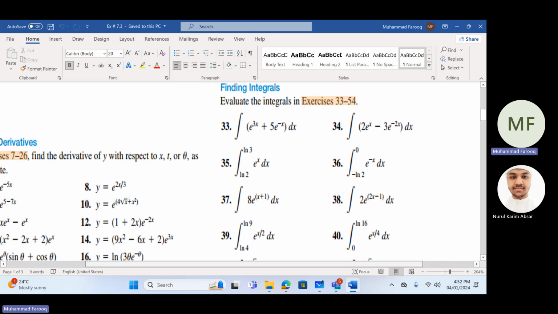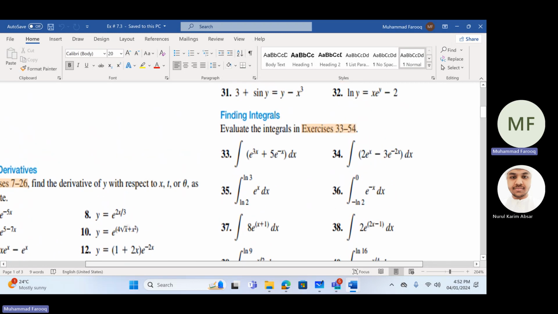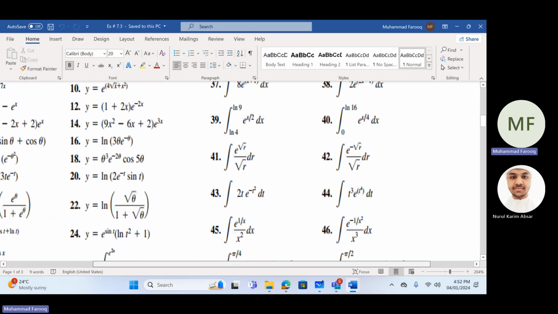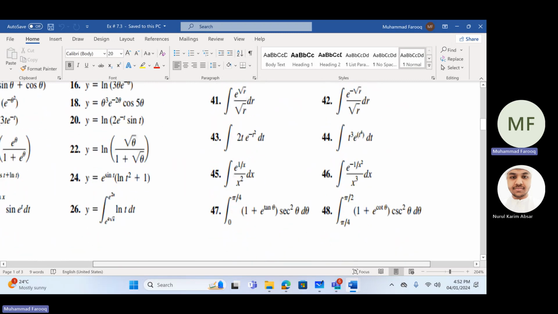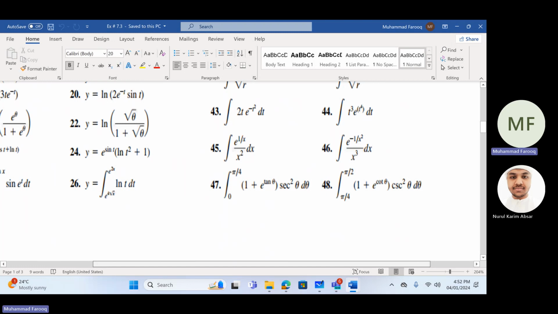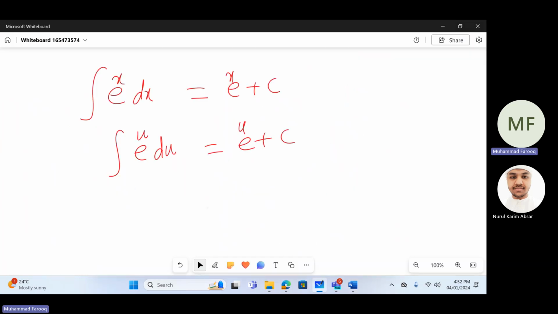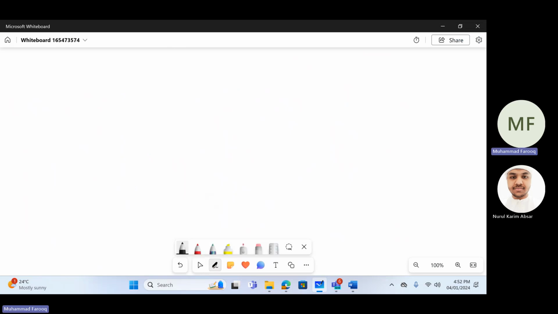Okay, so now from 33 to 54, these are the integral part of the base e exponential function, please. So why not we answer 48, please? Question 48: pi by 4 to pi by 2 are the limits, 1 plus e to the power of cosecant and cosecant square. Okay. So question 48, please.